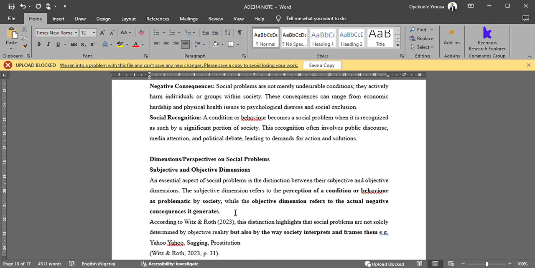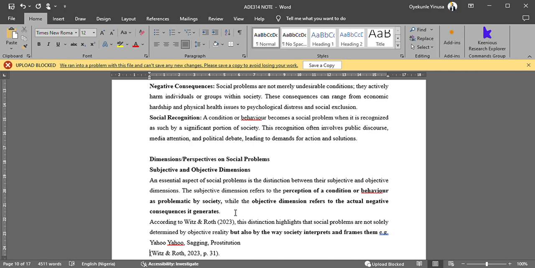That's the question they'll be asking themselves. How do we get here? This has become a social menace, put it that way, a menace in the society. So everybody is able to regard that behavior or condition as problematic in the society. So that's the subjective perspective of social problems. The objective perspective of social problems is that it has its own negative consequences.